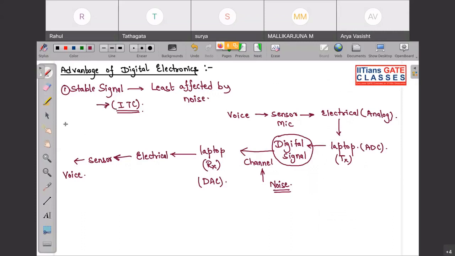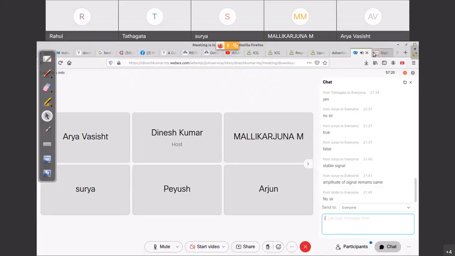Now the second important point is that storage is easy. Can anyone tell me why storage is easy? Anyone want to say why storage will be easy?